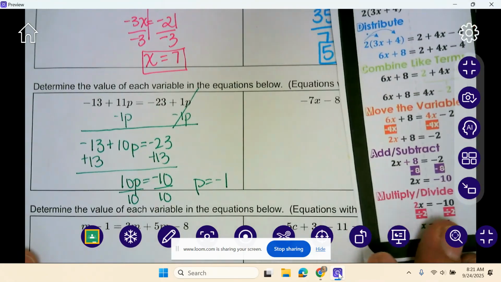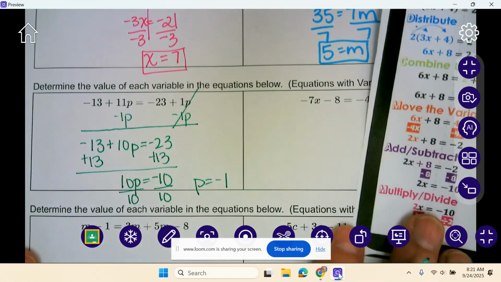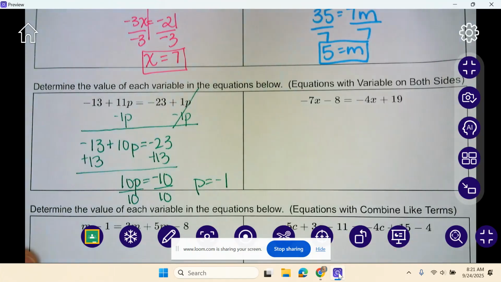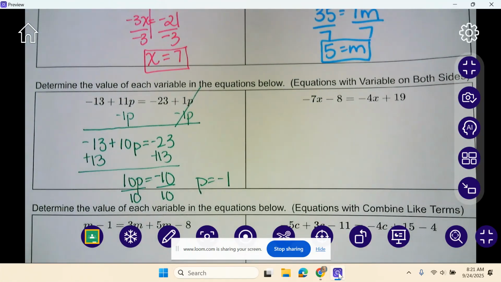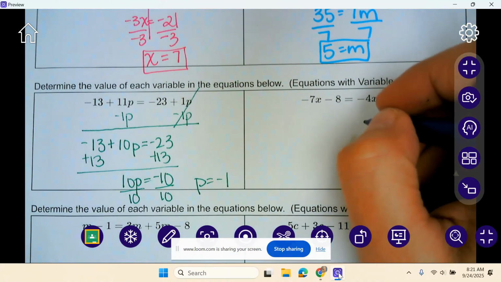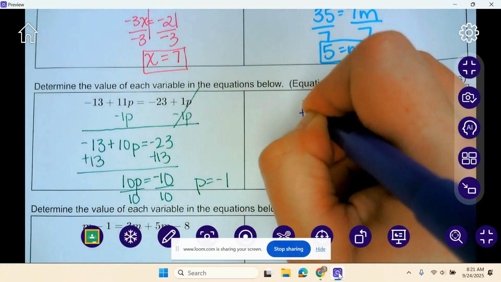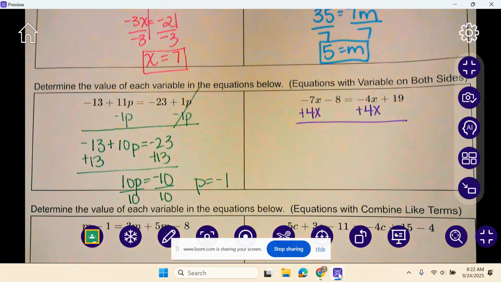All right, so same thing over here. We're going to move the variable and then add or subtract the constant and then multiply or divide the coefficient. So it's up to you on which one you want to move. We can move the 4, right? We can just move it to the left side. It doesn't always have to be the smallest variable.